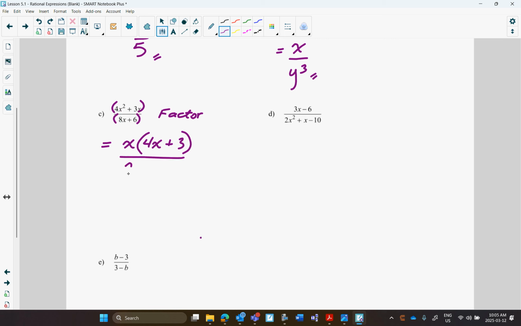GCF again, and I'm left with... Now I've got identical expressions, but don't cancel yet. State the NPVs. Because if you state the NPVs at the end, you're going to miss them. You have to state NPVs before reducing.